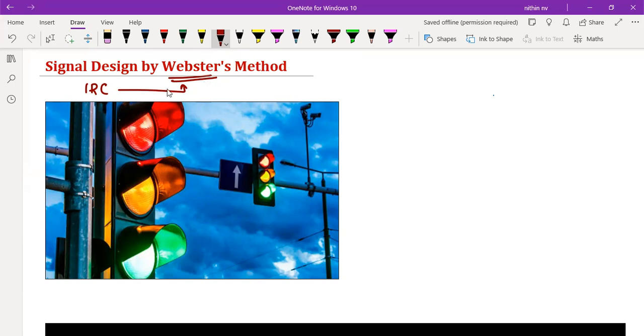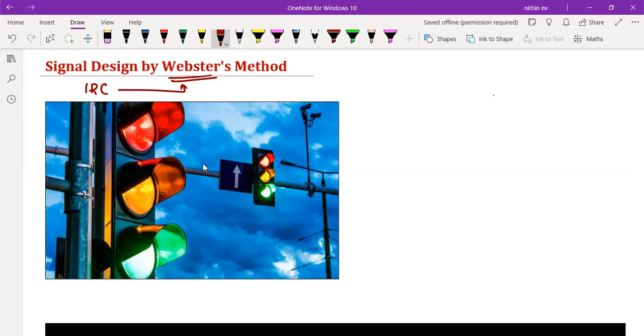Now, in your day-to-day life, you might have already seen so many signalized intersections, right? These signals are very familiar to you, right? So we have the green signal, then amber signal, then red signal. This center one, in the general sense, we call it a yellow light also, but technically this is not yellow, this is amber.